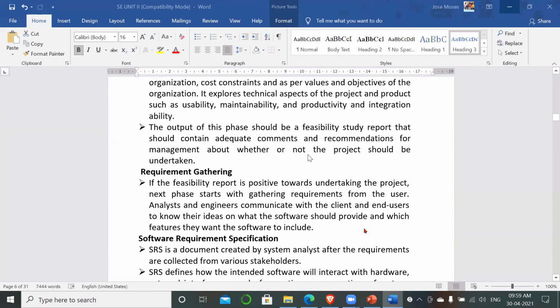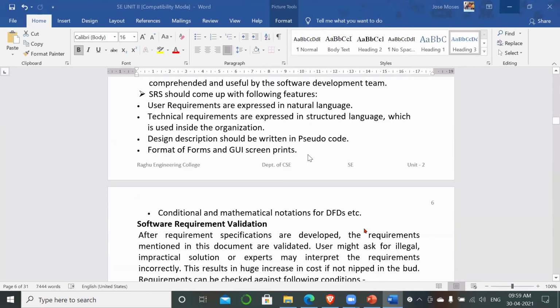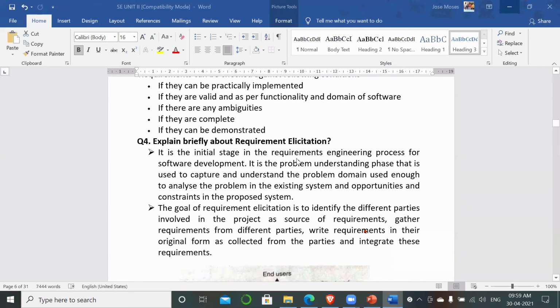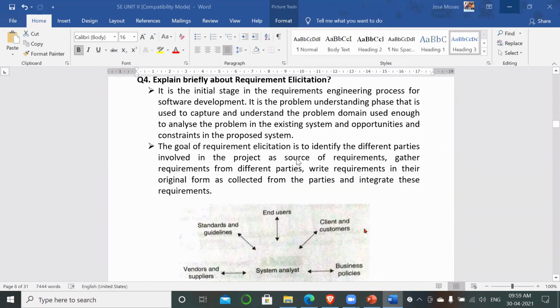So you are going to write about all those things. What is meant by elicitation? What is meant by validation? What is meant by organization? All these things you are going to write. So here let us talk about elicitation techniques or elicitation. What do you mean by elicitation?